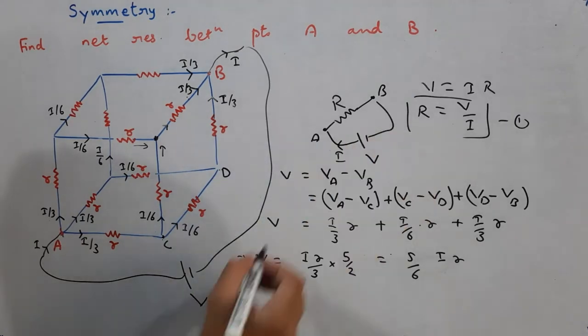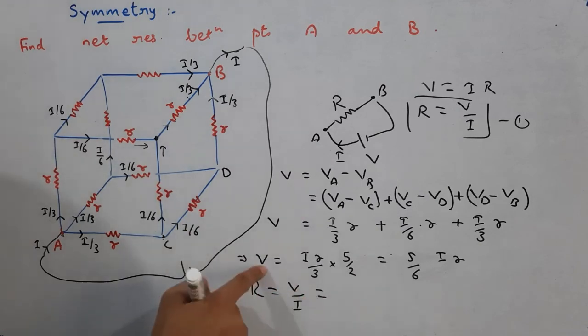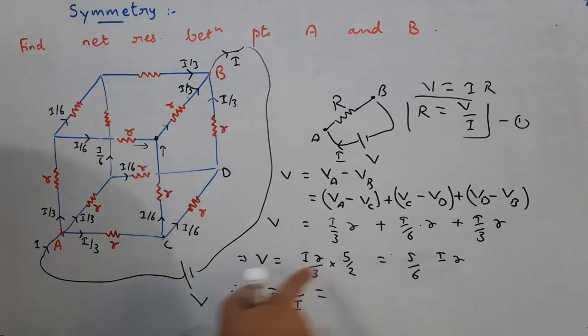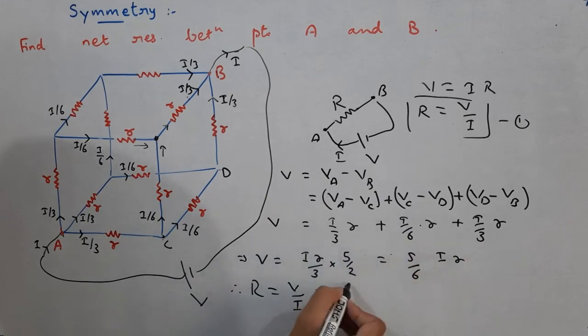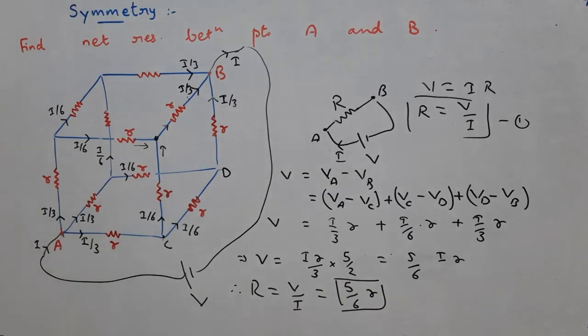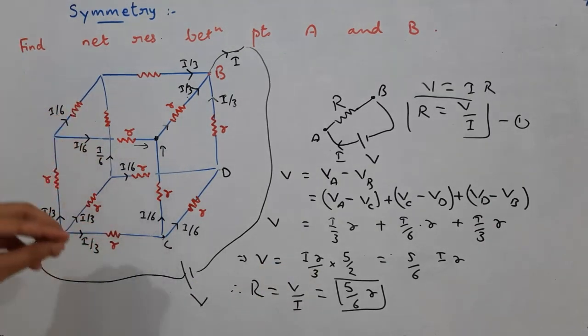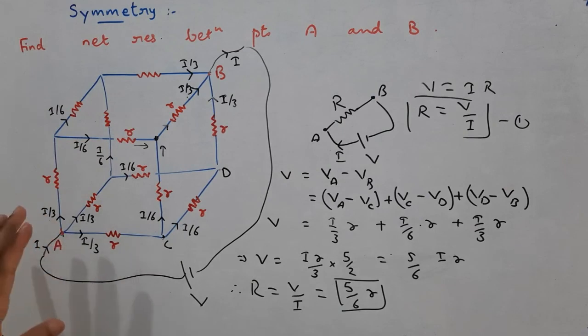Therefore, our equivalent resistance capital R, which is how much? V upon I. Now from this equation you see V upon I will come this side. So what will be left behind? 5 by 6 times R. This is the answer. So the equivalent resistance between the points A and B will be how much? 5 upon 6 R. This question you will not be able to solve just by using the concept of series and parallel.